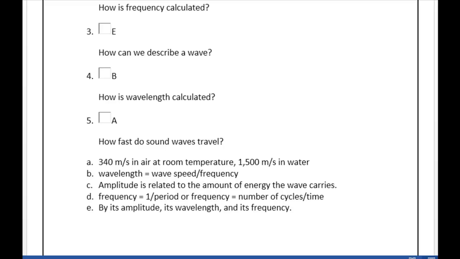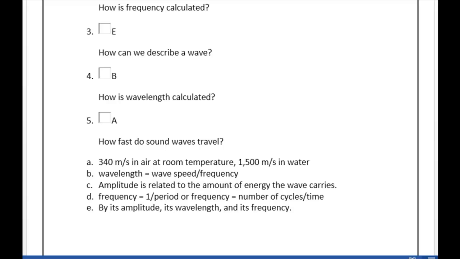Number 2, how is the frequency calculated? Frequency equals 1 over period, or 1 over time, or frequency equals the number of cycles divided by time. Number 3, how can we describe a wave? The answer will be by its amplitude, wavelength, and its frequency.